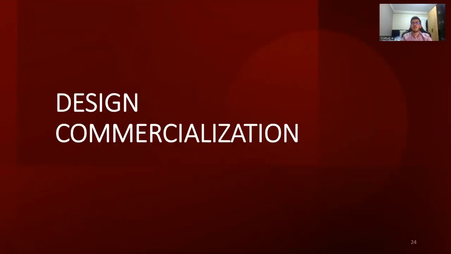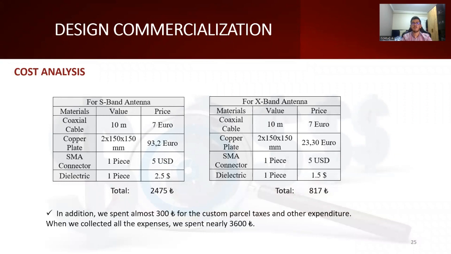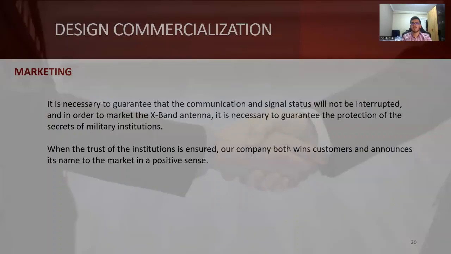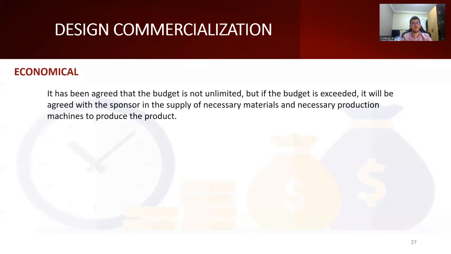In the design commercialization part, I would like to talk about cost analysis first. Now, in total, we spent approximately 3,600 Turkish liras, which includes taxes and other expenses. In addition, I want to talk about something economical, since I mentioned it before for the marketing part. When we go to the economical part, it has been agreed that the budget is not unlimited, but if the budget is exceeded, it will be agreed with the sponsor in the supply of necessary materials and necessary production machines to produce the product. Thank you.